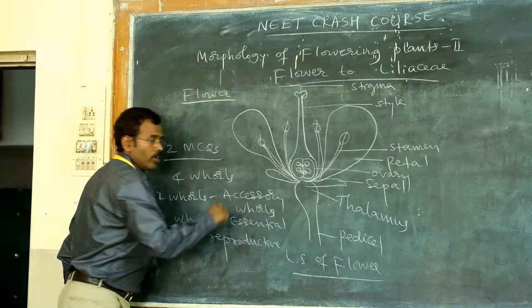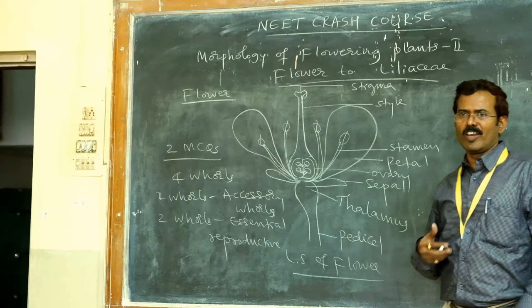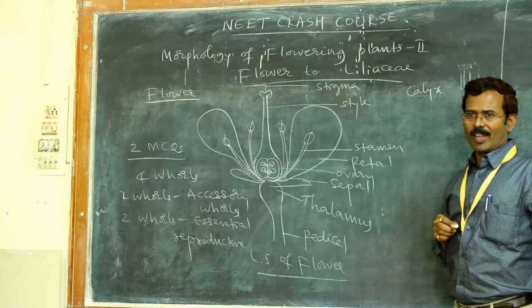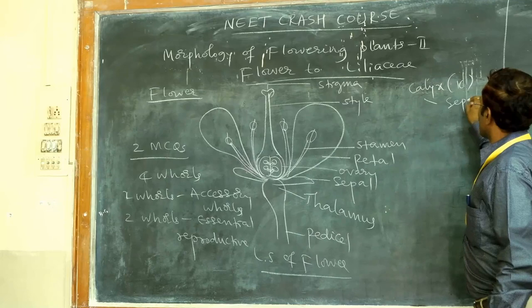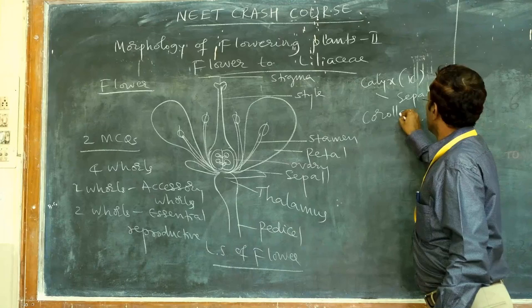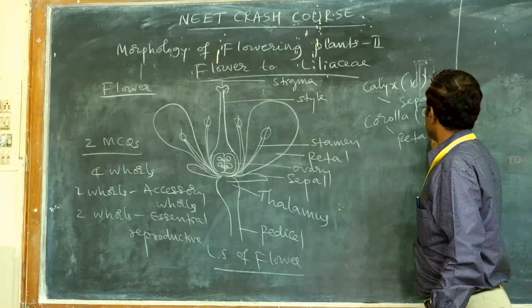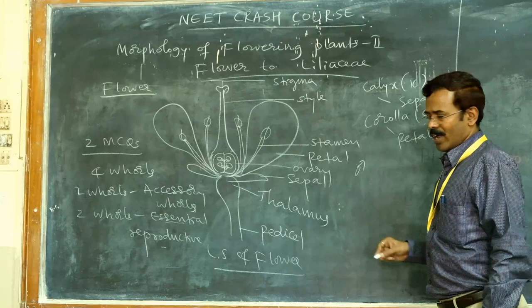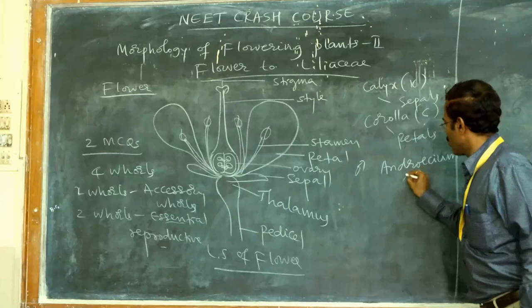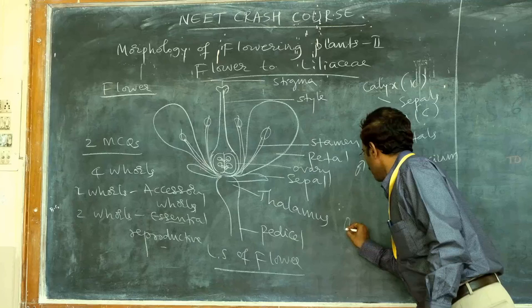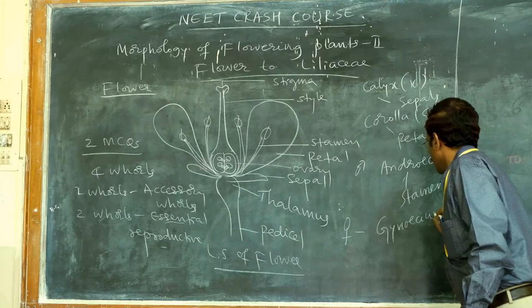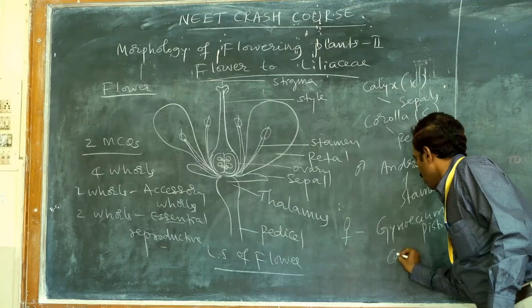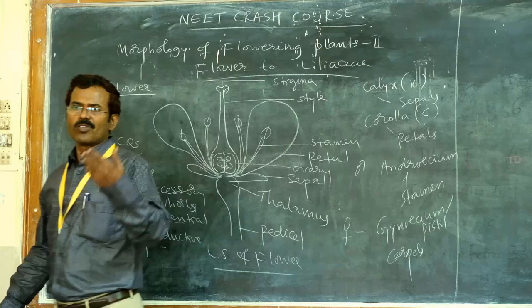The non-essential or accessory whorls do not take part in reproduction. These are the first, outermost whorl, the calyx, denoted as K, made up of sepals, and the second accessory whorl, the corolla, denoted as capital C, made up of petals. Then the 2 essential or reproductive whorls: the male reproductive whorl, the androecium, made up of stamens, and the female reproductive structure, the gynoecium, also referred to as pistil, made up of carpels. When all these 4 whorls are there, that flower is referred to as a complete flower.